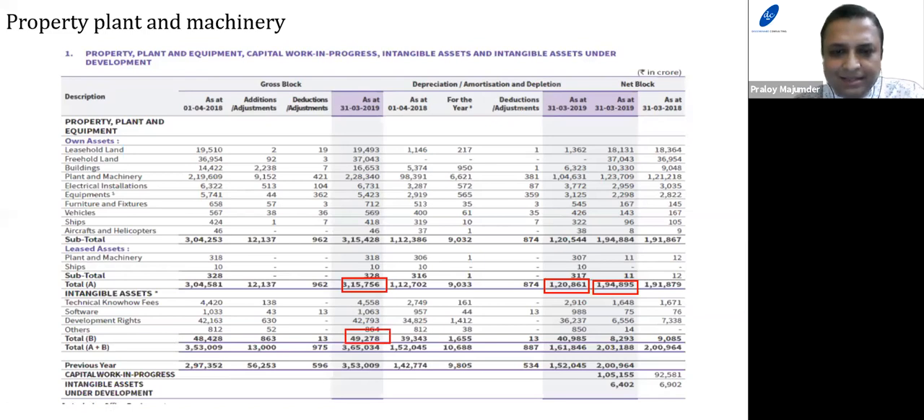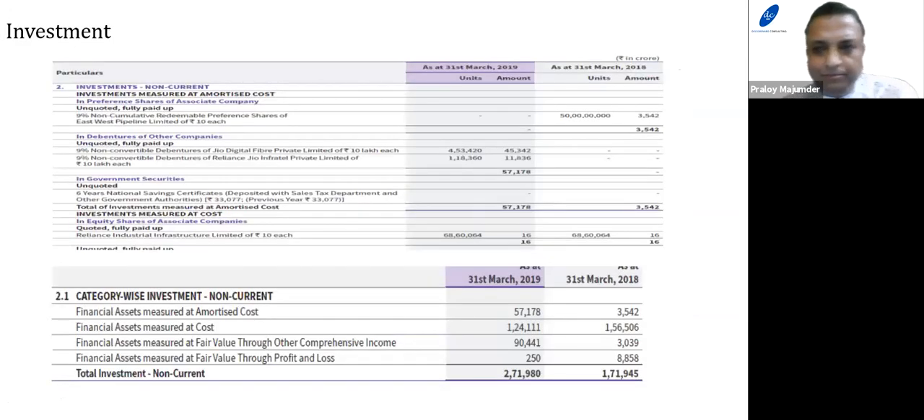Similarly for intangible assets. In the case of intangible assets, instead of depreciation, this amount is amortization. So that is the net intangible asset. Next, we look at capital work in progress. If you look at it, this is capital work in progress. So if you want to know the details of property, plant and machinery, you can go to the notes and find out.